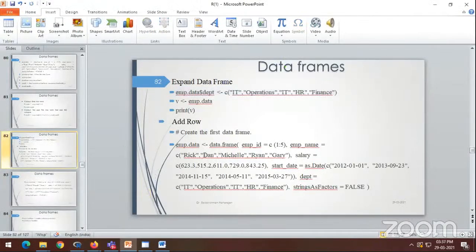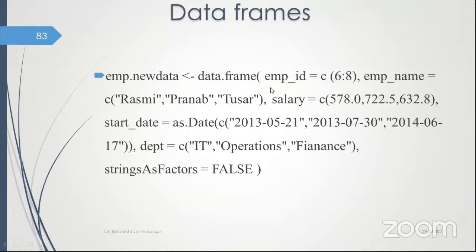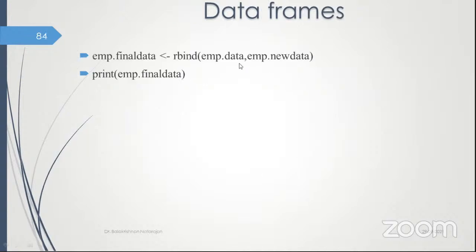Similarly, if you want to add a new value, a new row, you can do it like this. You have the existing data, and new data, so 6 to 8. Three more persons are going to be added: 3 IDs, 3 names, and their salaries and so on have been given. The department new field has been added, and their values are also included. Now you're going to add both.